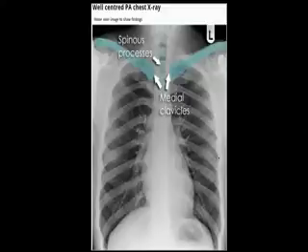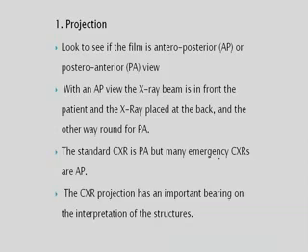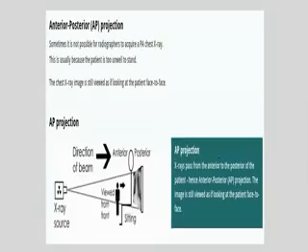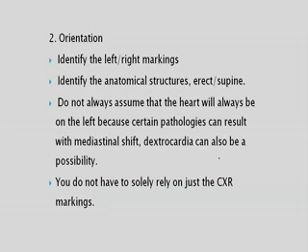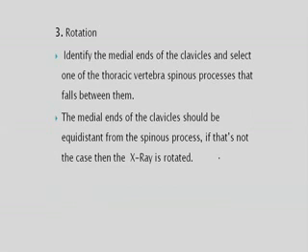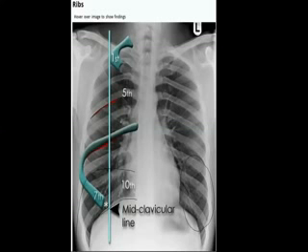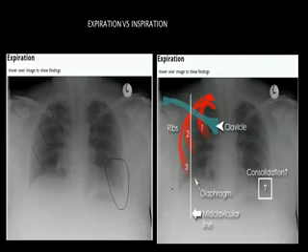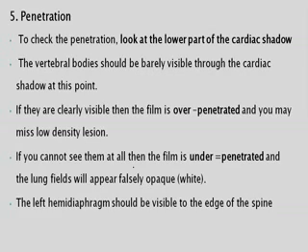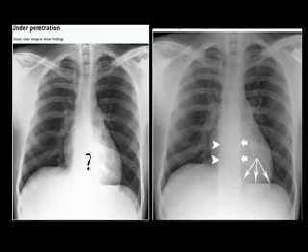So these are the 5 points as I told you. Number of projection, PA or AP, then orientation, left or right markings, then rotation, the amount of rotation, like the distance of the clavicle medial ends from the spine. Then inspiration, good or poor inspiration, like 7th rib or 10th rib, which you can use to rule out consolidation. Then penetration, the amount of penetration must be seen. These are the 5 basic things which you should see to tell whether this X-ray can be interpreted or not.